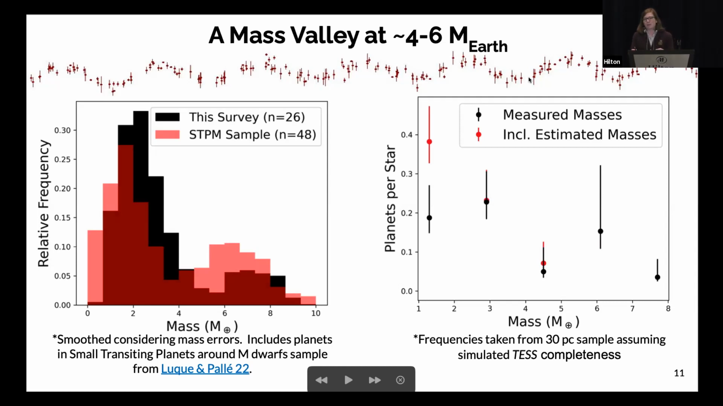And if I then try to go back and use my preliminary estimates of the TESS completeness and try to actually calculate the frequency of planets as a function of mass, we see that that valley still persists, though since we haven't actually observed every planet in our sample at this point, it's possible that this plot may change a little bit with time.